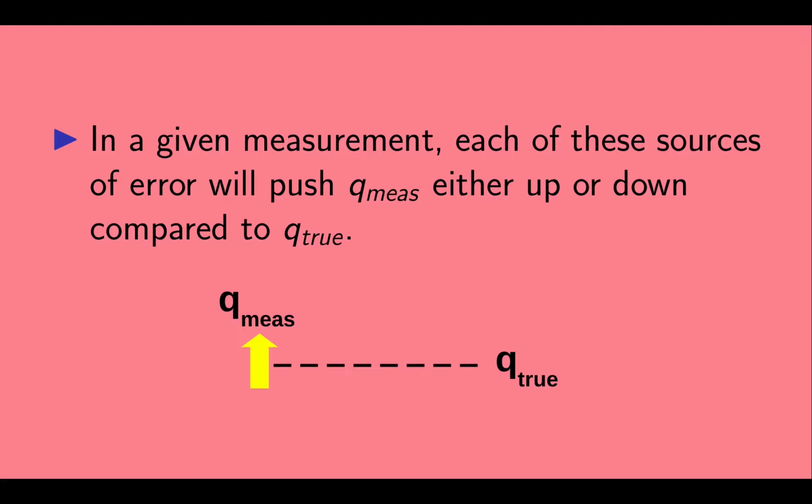In a given measurement, each of these sources of error will push Q measured either up or down compared to Q true. So here we have Q true, and we have one of these sources of error, signified by the yellow arrow. The source of error can push Q measured up from Q true, as shown here, or it can push it down from Q true, as shown here.